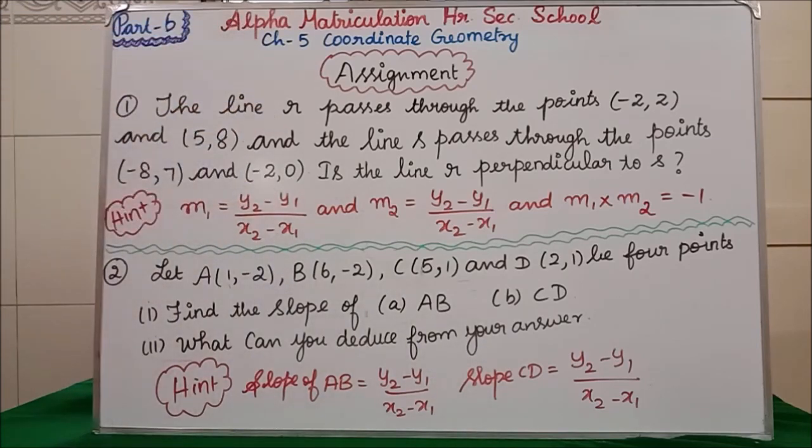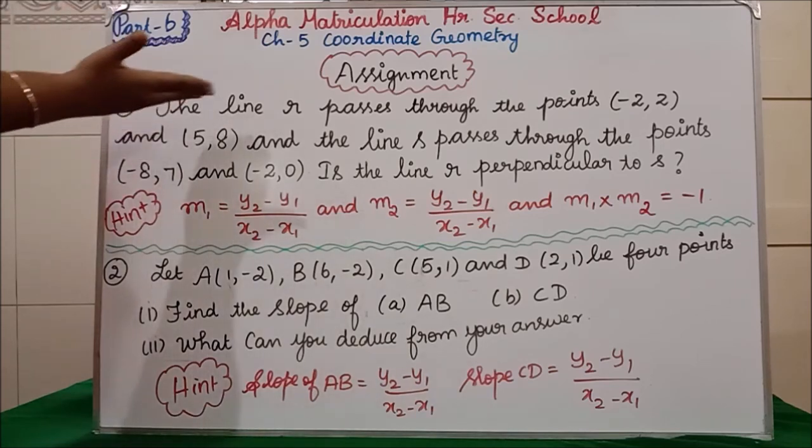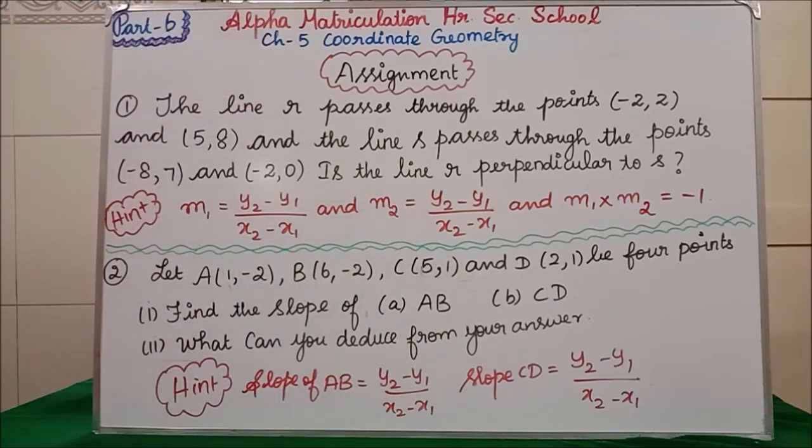Okay, after solving, if you multiply the m1 value into the m2 value and you get the answer as minus 1, then R is perpendicular to S you have to write. If you are not getting minus 1, then R is not perpendicular to S. Clear? But in this problem R is perpendicular only, so you have to get minus 1. Clear? Now we will see the second question.